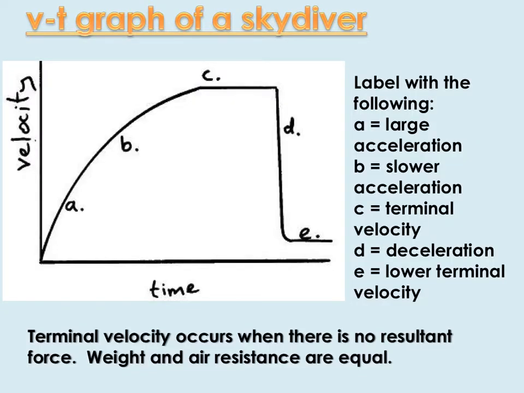If we look at a velocity-time graph for the skydiver's journey, you can see as soon as you jump out of the plane, you've only got weight acting on you, so you begin to accelerate. That rate of acceleration is decreasing, so we get a curve here, because air resistance is increasing until you reach your terminal velocity. You can see you're travelling at a terminal velocity here. At this point, the skydiver opens his parachute, and we see a sudden decrease in velocity until we reach a new terminal velocity here. And you must remember that terminal velocity occurs when there is no resultant force, and that occurs when weight and air resistance are balanced or are equal to one another.